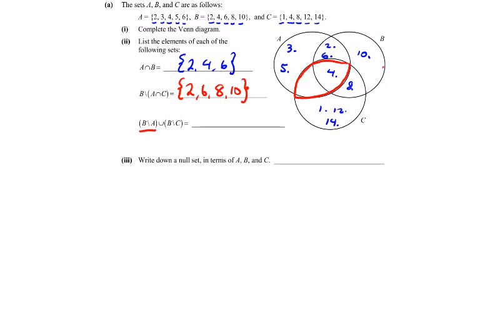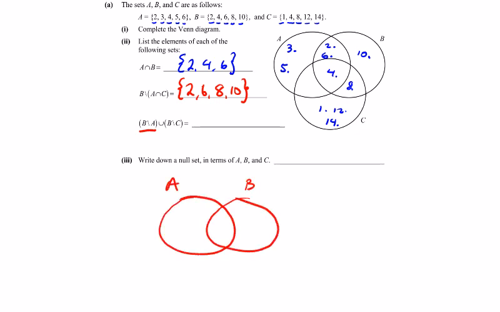And B less A, just let me get rid of the lines. B less A is going to be, if we look at just 2 sets, A and B, B less A is this one. So I've got my 10 and my 8. So that's B less A. We're unioning that with B less C.